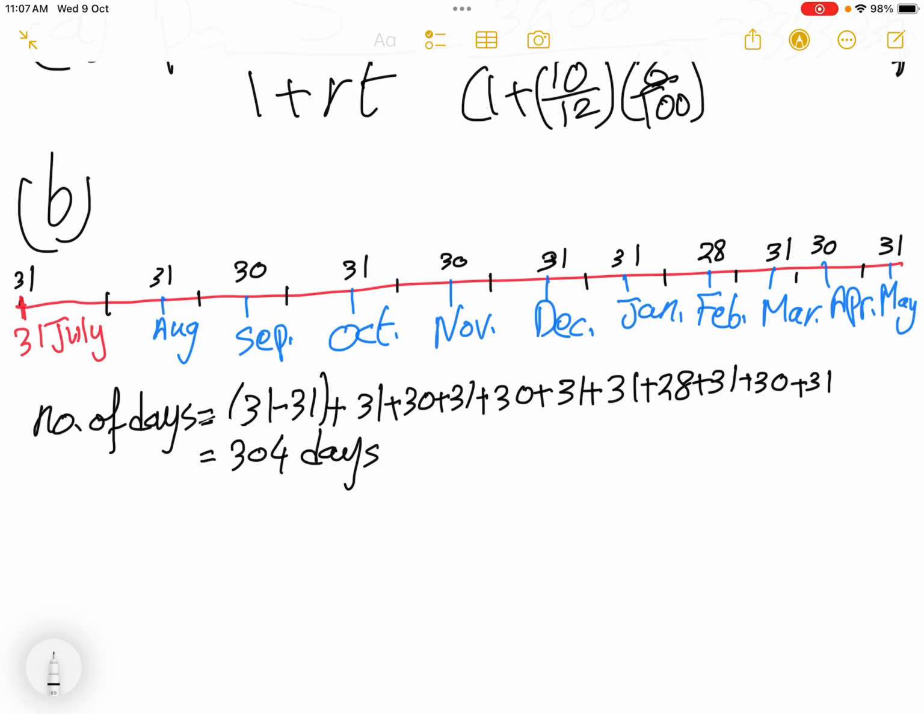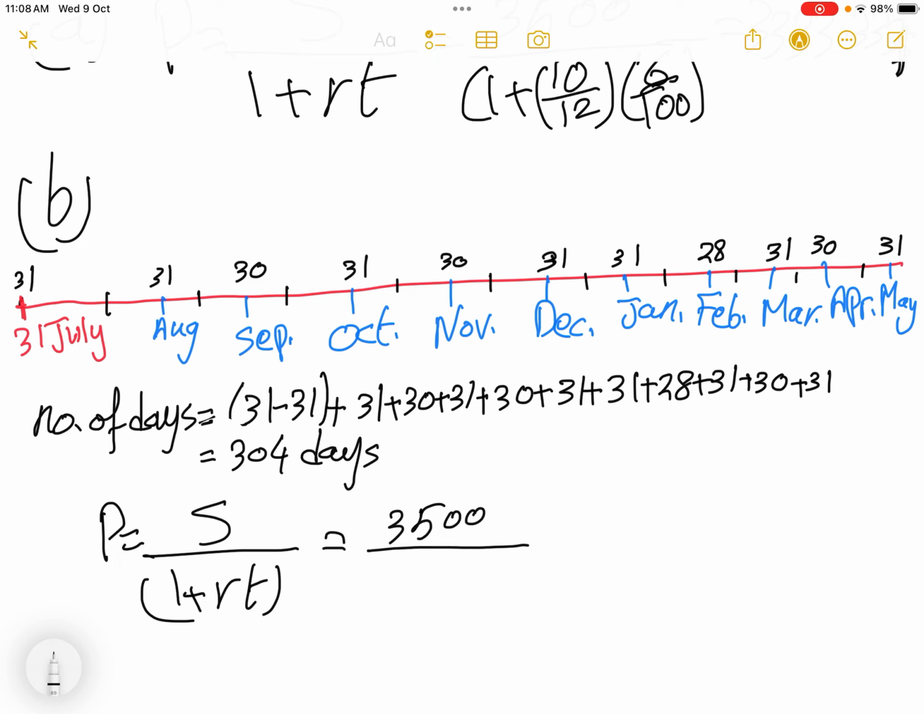You can calculate it in another way. Number of total days in the year is 365. Cancel the other months and you will find the value 304 days. B equals S over 1 plus RT. You will have here S, 3,500, multiplied by 1 plus 6 over 100 multiplied by 304 over 365.